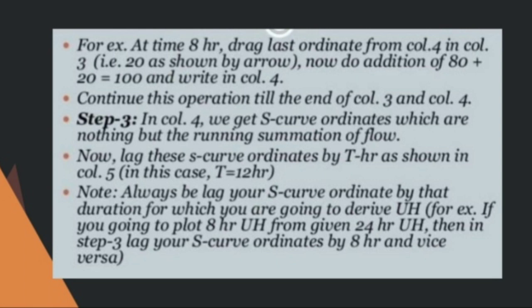Step 3. In column 4, we get S-curve ordinates, which are nothing but the running summation of flow. Now lag this S-curve ordinates by T as shown in column 5. In this case, T equals 12 hour. Note, always lag your S-curve ordinate by the duration for which you are going to derive the UH. For example, if you are going to plot an 8 hour UH from a given 24 hour UH, then in step 3 lag your S-curve ordinates by 8 hour, and vice versa.